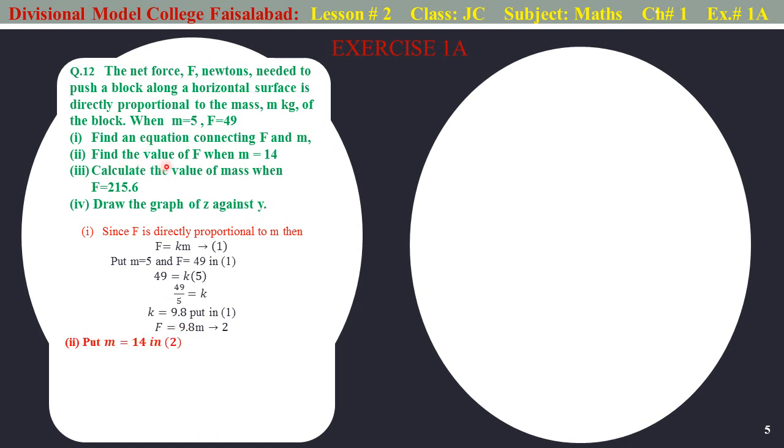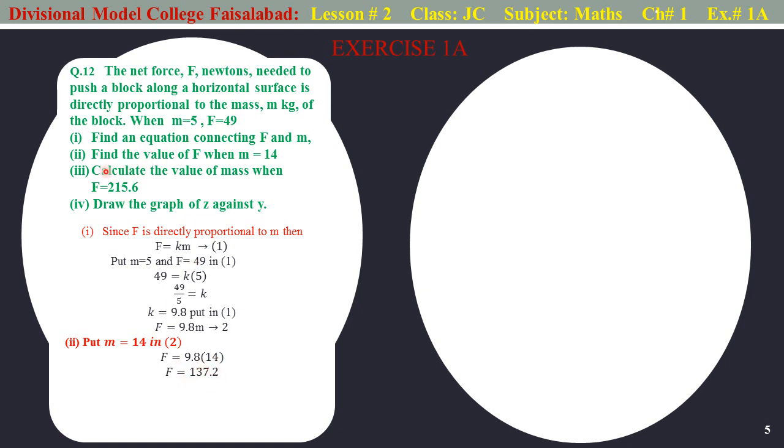Now in the second part we are asked to find the value of F when m is equal to 14. This is the same as we have done in questions number 3, 4, 5, 6, 7, 8. So we will put m is equal to 14 in this relation. F is equal to 9.8 multiplied by 14, and this will give you 137.2. So this is the answer of part 2.